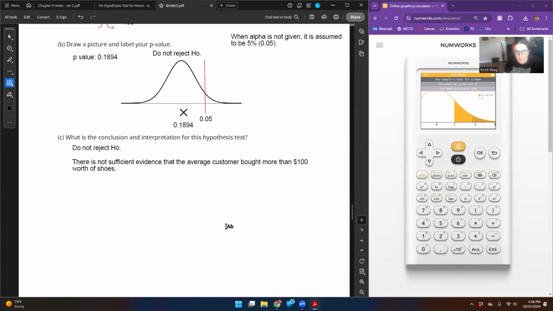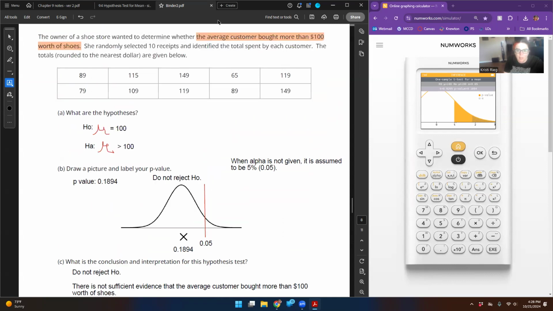Okay, short and sweet. Again, just like in chapter 8, once you know how to do this, it's just a matter of when you choose T and when you choose Z. But other than that, the steps are the same. Again, to repeat, population standard deviation is not given. It is not known. So that is why we are using T instead of Z.